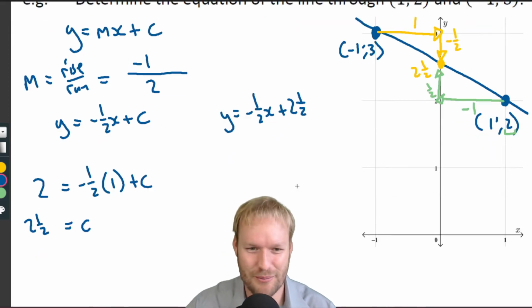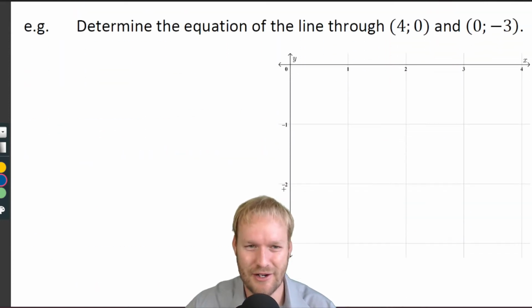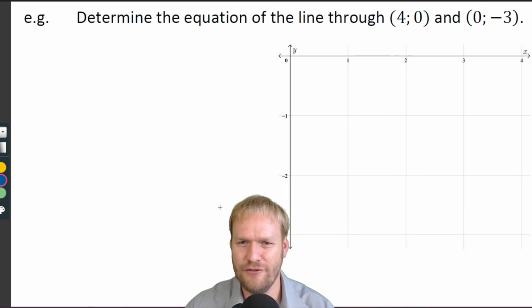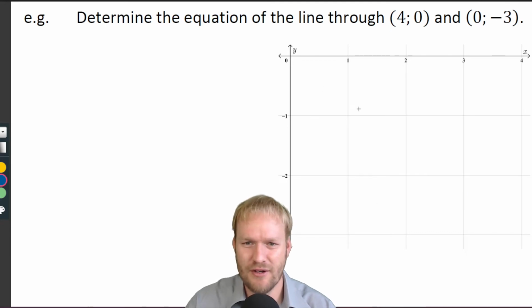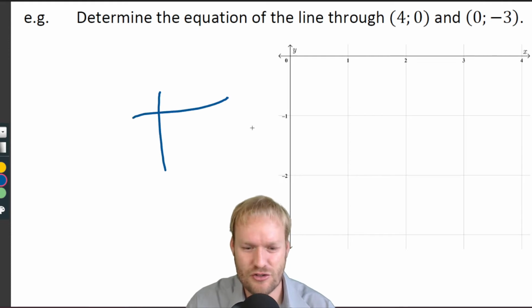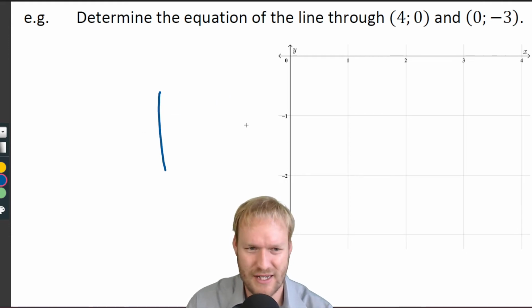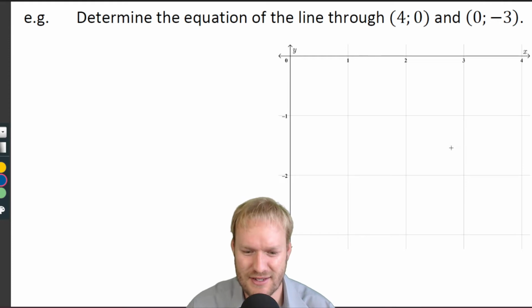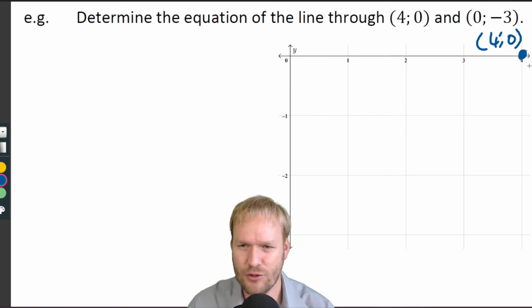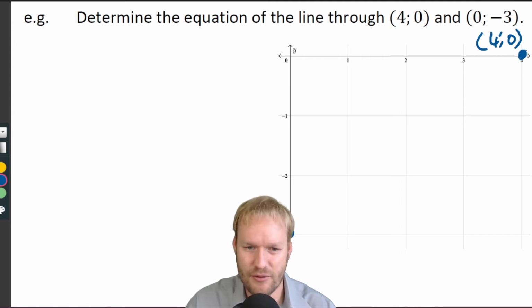Okay, one more example, and let's see how we go. Determine the equation of the line through 4, 0, and 0, minus 3. So again, I've got a little Cartesian plane. If you didn't, you could just draw quite a rough one. It doesn't have to be exact, but it gives us a sense. So here we've got 4, 0. I'm a big fan of writing out full coordinates, not just 4, but 4, 0. And over here, we've got our second point, 0, minus 3.